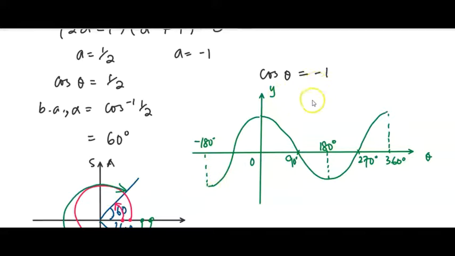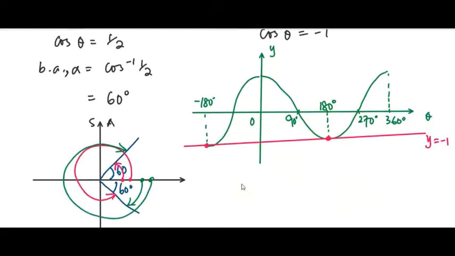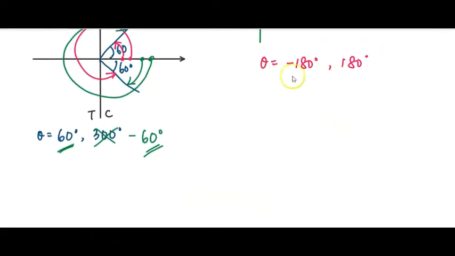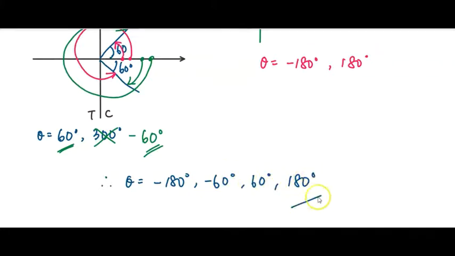Now we are going to solve cos theta equals negative 1. Sketch a horizontal line, which represents y equals negative 1. It passes through the graph of y equals cos theta at two points, one here, another one here. So we have two solutions for theta. The first is negative 180 degrees, and the next one is 180 degrees. Now for the two sets of equations, we combine them both. We have theta equals negative 180 degrees, followed by negative 60 degrees, 60 degrees, and the last one is 180 degrees.